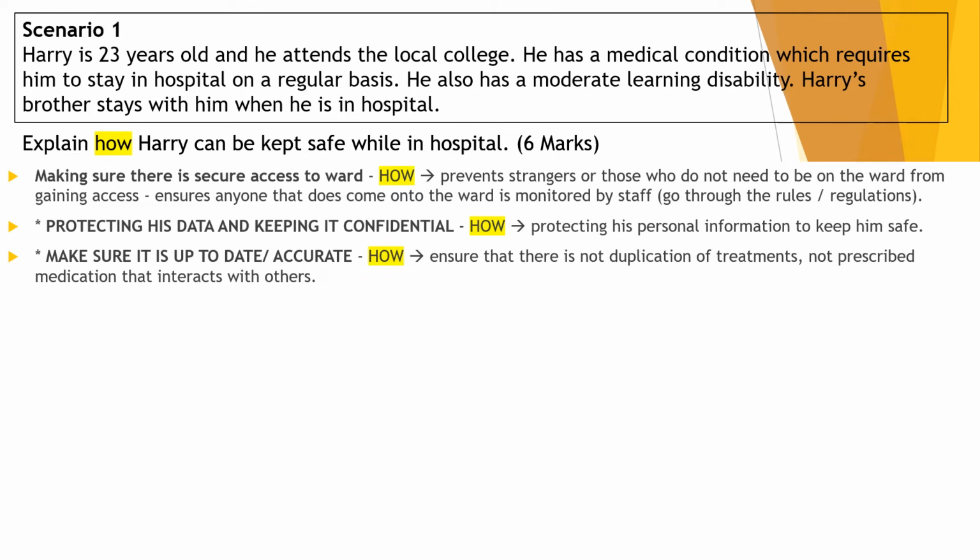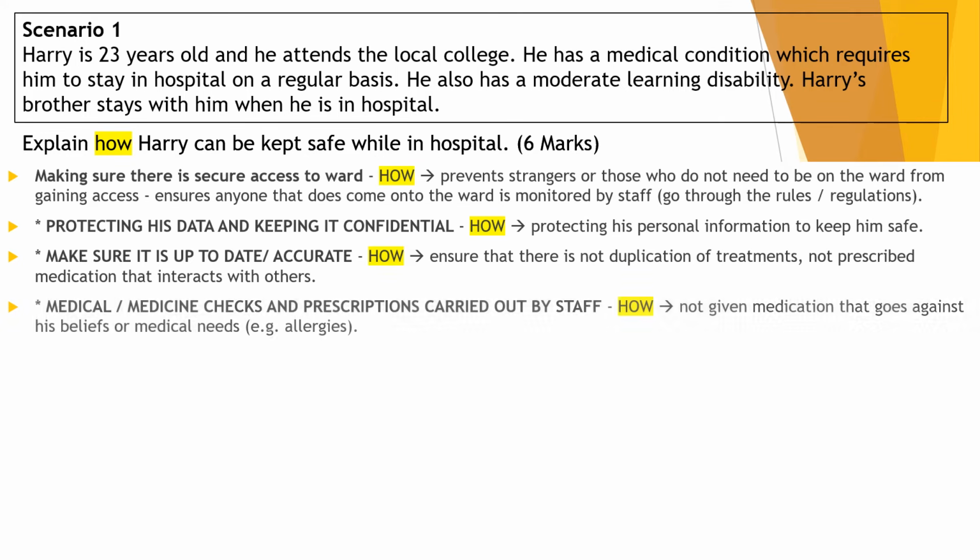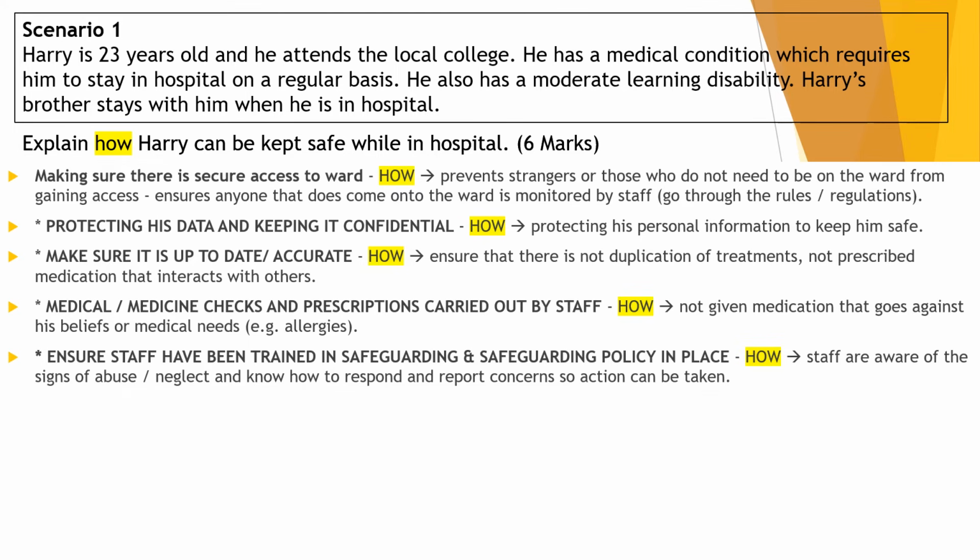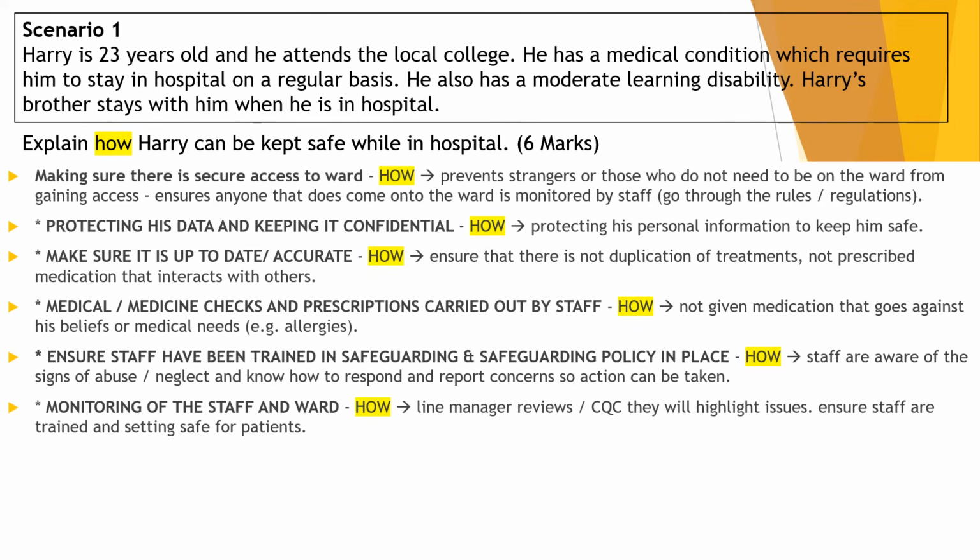Again, this avoids duplication in treatments and him being prescribed medication that others interact with, so making sure his patient records are up to date and accurate. Medical or medicine checks and prescriptions are carried out by the staff. Again, another way to make sure he's safe, that he's not given medication going against his beliefs or medical needs, like allergies. Ensuring staff have been trained in safeguarding policies is one way to keep him safe. The how is to make sure that staff are aware of signs of abuse and neglect, and they can respond if there are concerns, and they know how to report it.